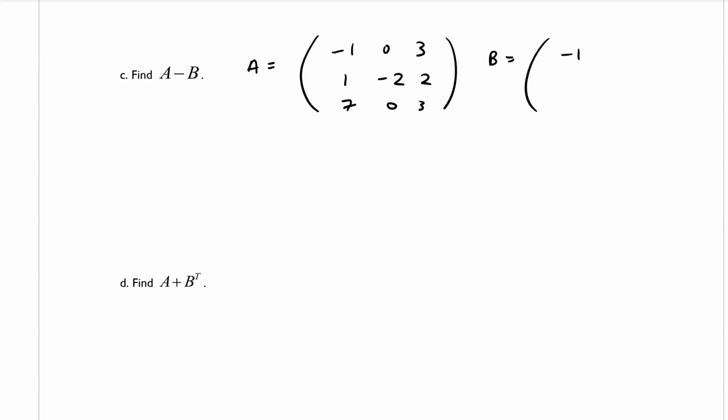All right, so if we want to subtract 2 matrices, we have to make sure that they are of the same dimension, which in this case they are. Both A and B are 3 by 3 matrices. And how you would subtract matrices is you would subtract each entry from the corresponding entry in the other matrix. So let me just quickly rewrite the 2 matrices that we have. So A is -1, 0, 3, 1, -2, 2, and 7, 0, 3. And B is equal to -1, 0, 3, 1, -2, 2, 7, 0, 4.